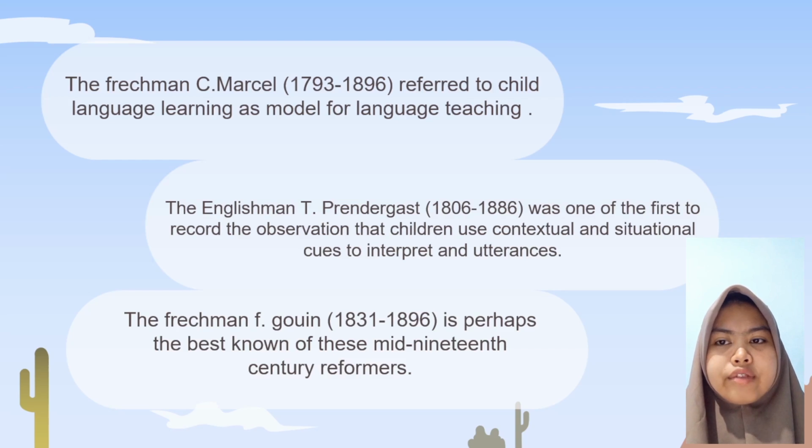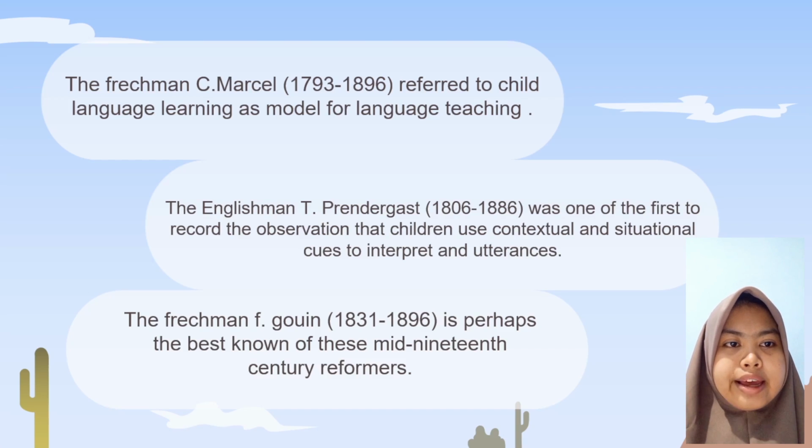1886, was one of the first to record the observation that children use contextual and situational cues to interpret an utterance, and that they use memorized phrases and routines in speaking. He proposed the first structural syllabus, advocating that learners be taught the most basic structural patterns occurring in the language. The Frenchman F. Gouin, 1831 to 1896, is perhaps the best known of this mid-19th century reform.